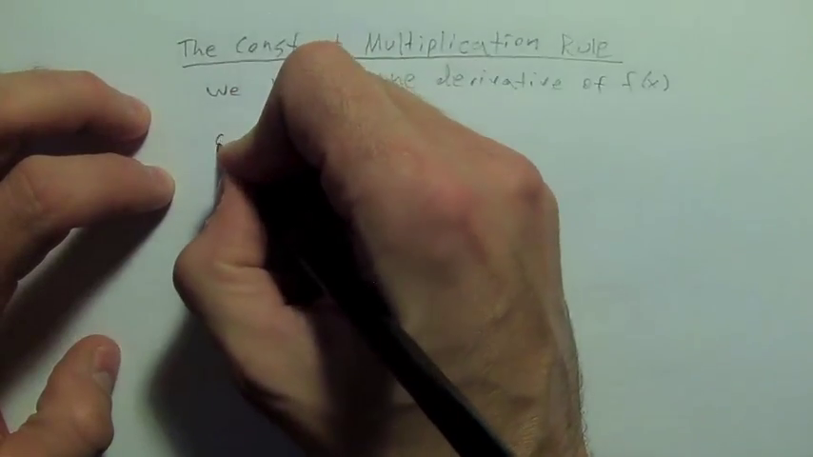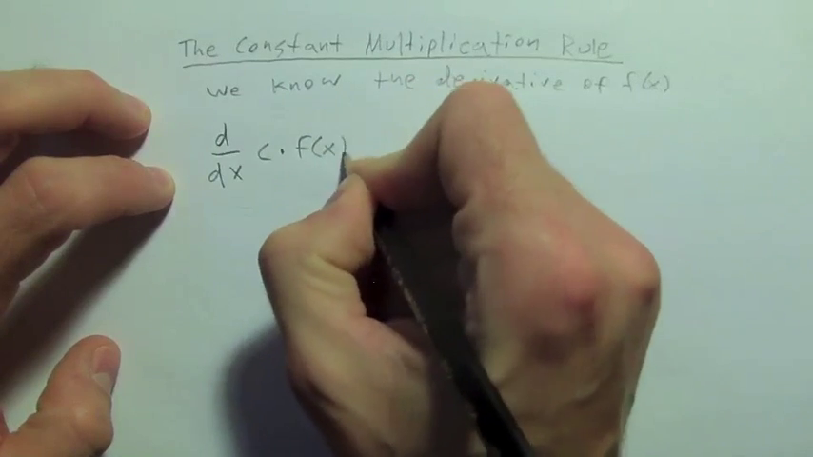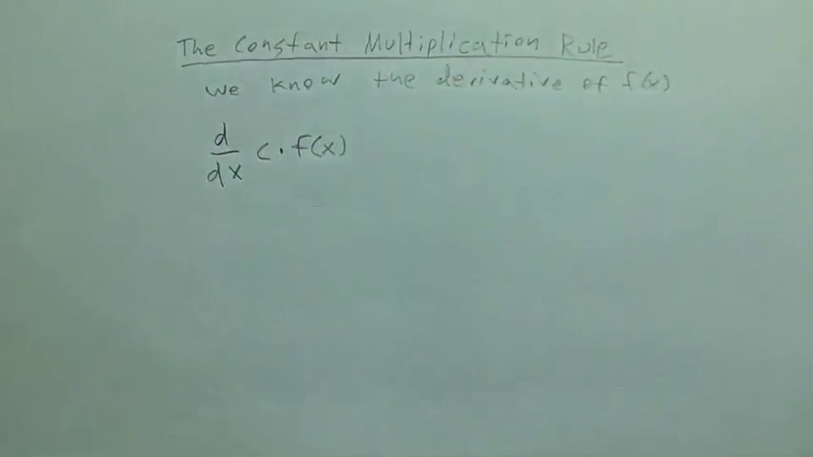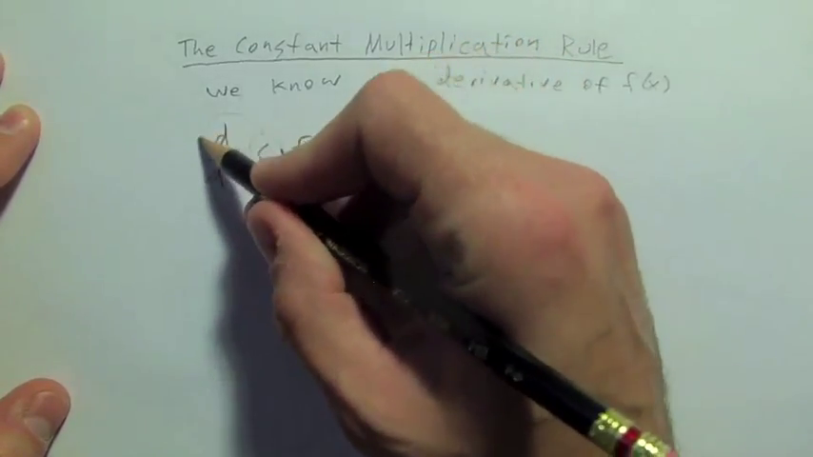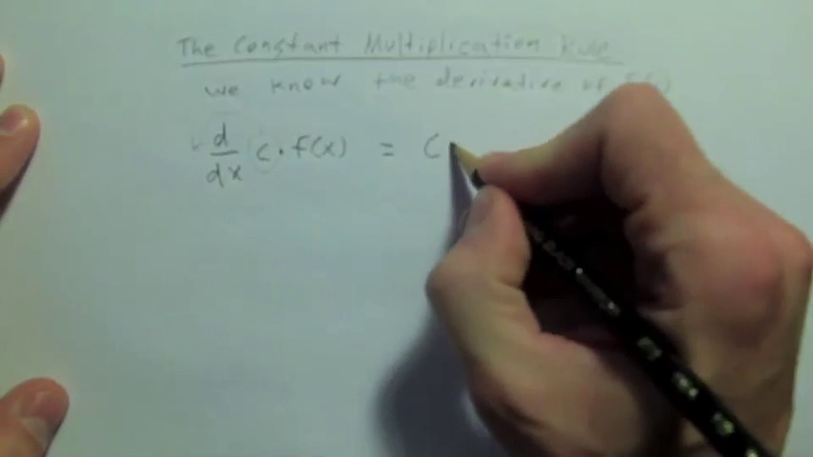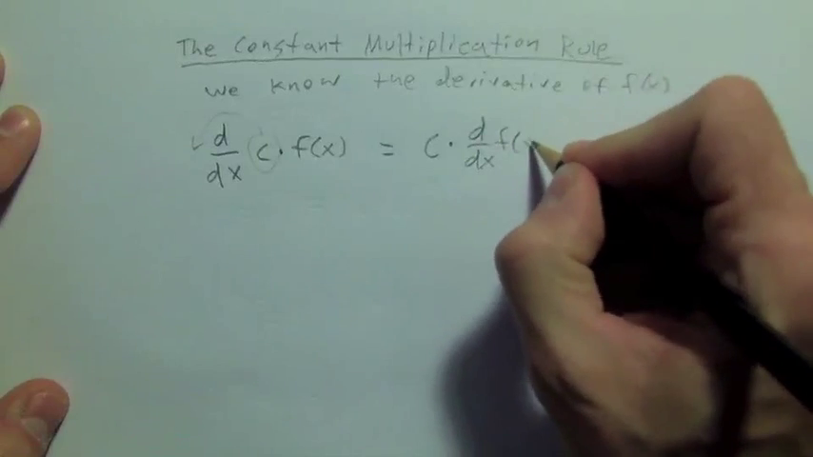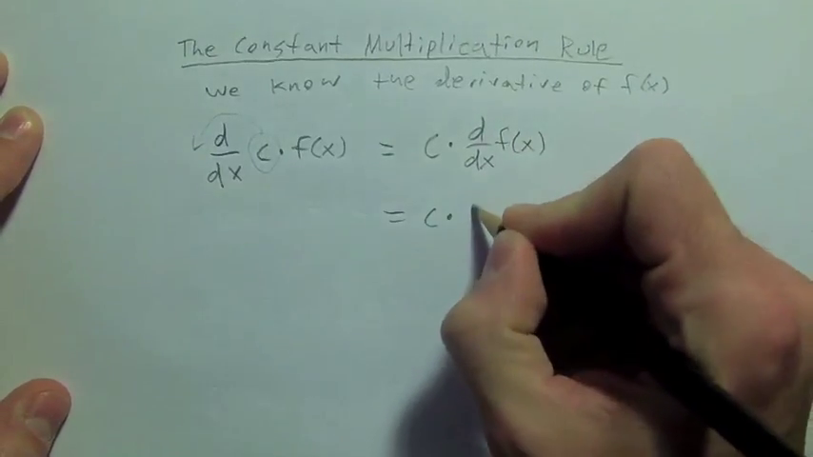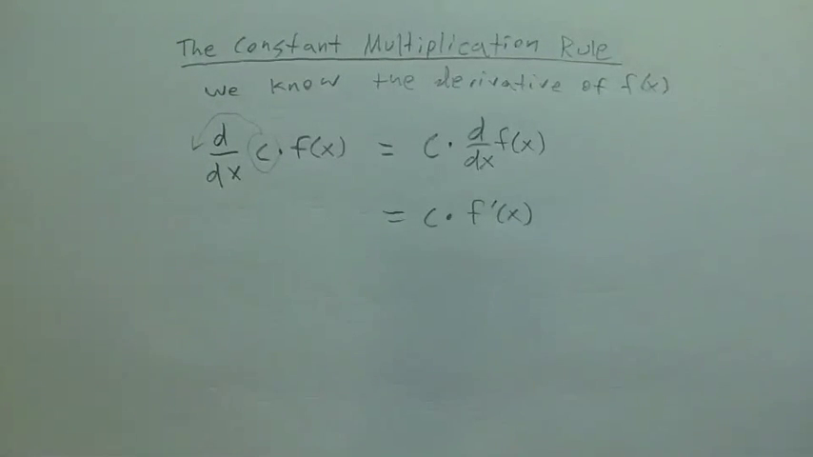And we want to calculate the derivative with respect to x of c times f of x, where c is a constant. Well, this is actually very simple. It works just like it did with limits. What we can do is take the constant outside, and so it will be the constant times the derivative of f. So it will be c times f prime of x. Right? Very, very easy property.